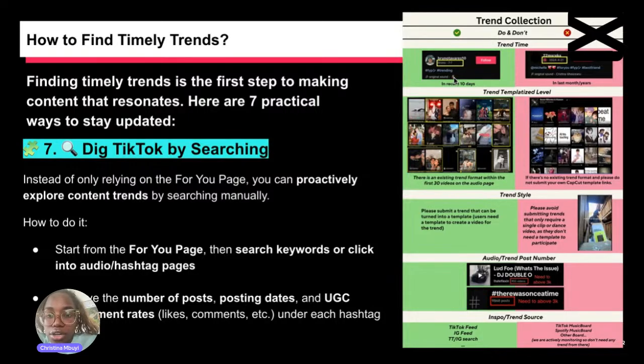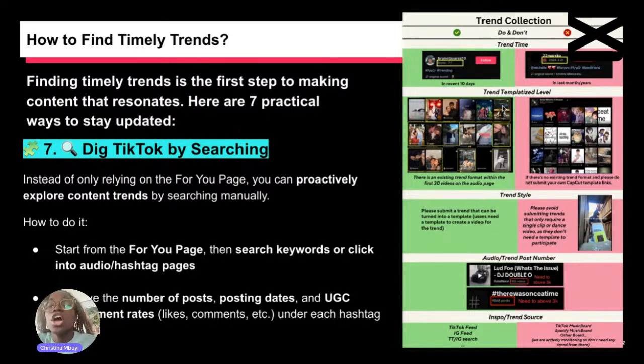If you notice that a trend in the recent days, like an audio, a post about it has been made, let's say it was posted yesterday or 2 days ago, or in the recent 10 days, then most likely it's still a trend. So that's how you would know. If you notice that it's been a month or years that this post was made or this audio or hashtag has been used, then the hype has probably died down and it's not timely to use.